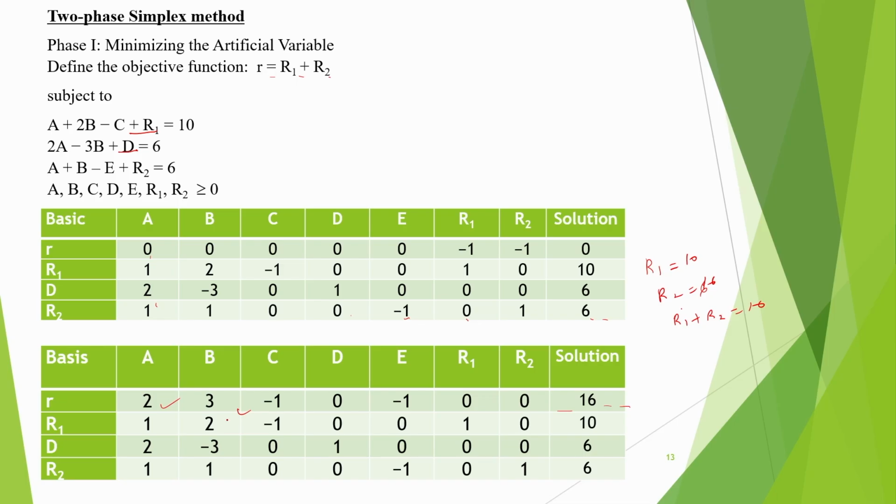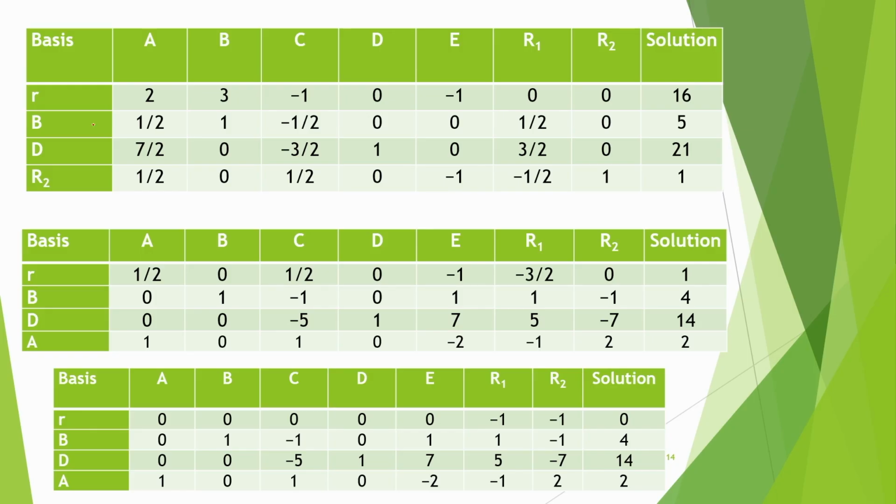So, if you say that 10 by 2, that is 5, this is some negative thing, and this is 6 by 1, 6. So, it seems that R1 should be the leaving variable. Okay. So, R1 has left, in place of R1 b has come, and you have done the same way, that b's coefficient should be made 1. So, divide it by that coefficient, so that this coefficient becomes 1, and then you have to do some row operation, so that above and below everything becomes 0.